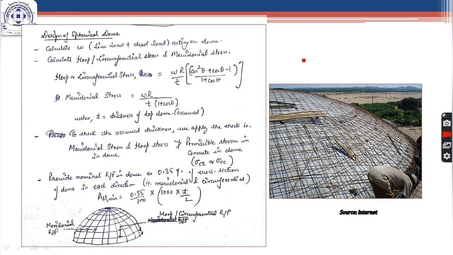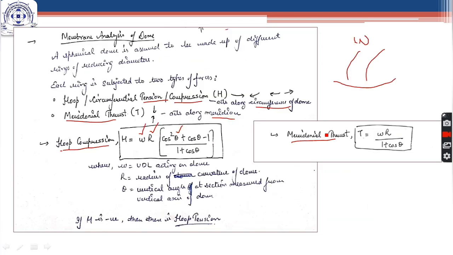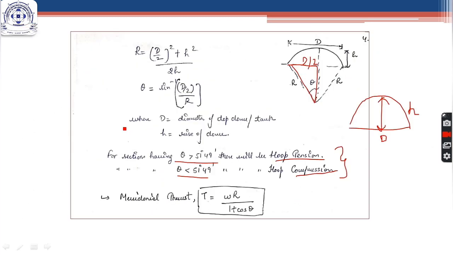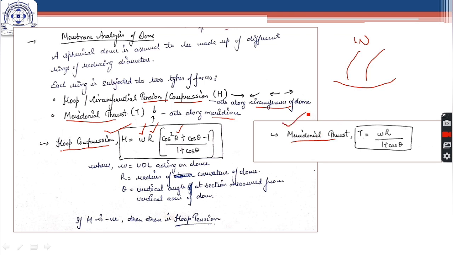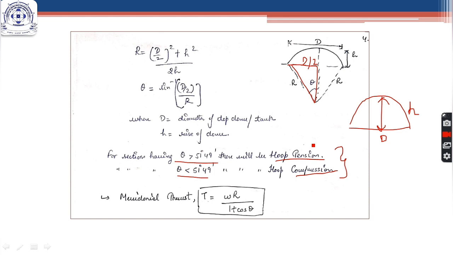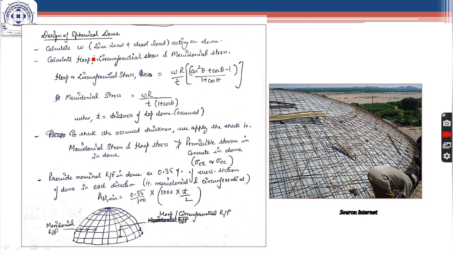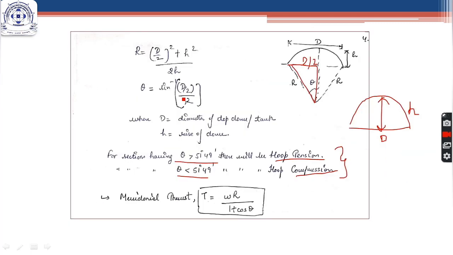Now when we have analyzed, this is the analysis part, that is we have calculated the hoop force and the meridional force. Now we design the dome due to these forces. So first of all we calculate the W, that is the live load plus dead load. Then we calculate the hoop stress and meridional stress. Note here that I am writing stress, not force. So we have calculated in the previous slide the forces H and T.